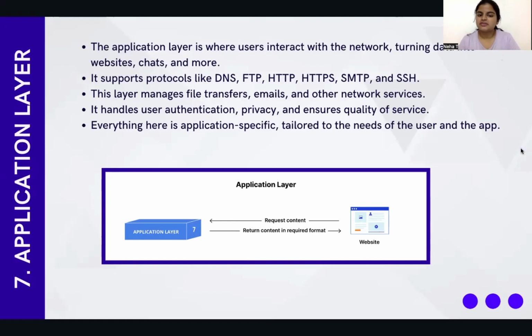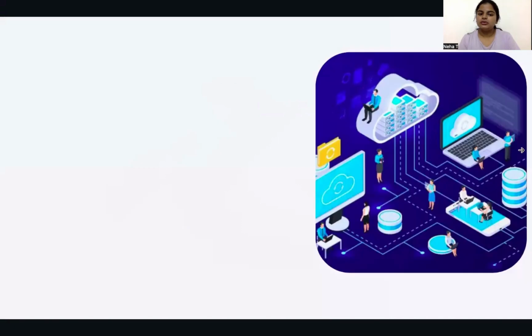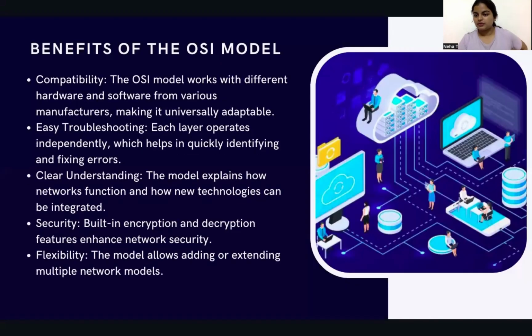This layer manages file transfers, emails, and other network services. It handles user authentication, privacy, and ensures quality of service. Everything here is application specific, tailored to the needs of the users and the app. This is the function of the application layer. Now we'll be seeing the benefits of the OSI model. The OSI model works with different hardware and software from various manufacturers, making it universally adaptable. It can be used by various hardware and software devices.